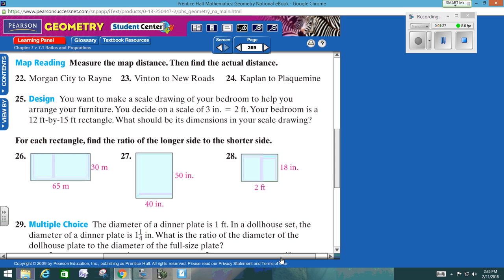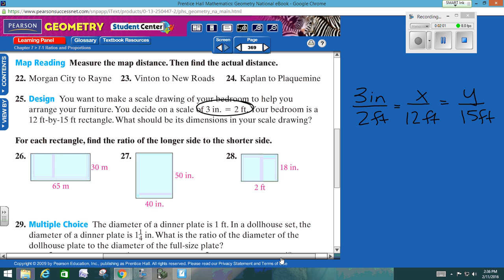Or you can set up a proportion. Here is my starting ratio. 3 inches to 2 feet is the same as X amount of inches in 12 feet, which is the same as Y amount of inches in 15 feet. We can actually make it an extended proportion so that you can solve for X and Y at the same time. X would be 18 inches, and then Y would give you 22.5 inches when you cross multiply. Okay.